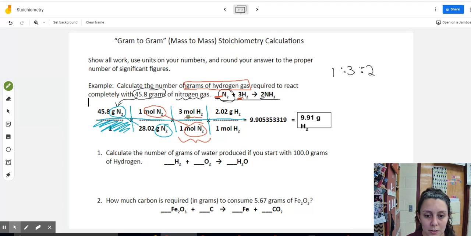Then we're going to take those words and bring them down to the right. Let me grab another color. Okay, so moles of hydrogen comes down to the right. Notice that is our first step. We don't even worry about the numbers until you have put all of your words in. Okay, that's the key.